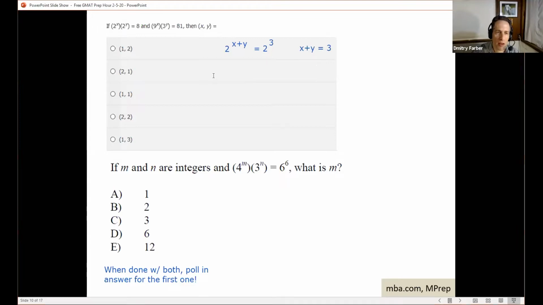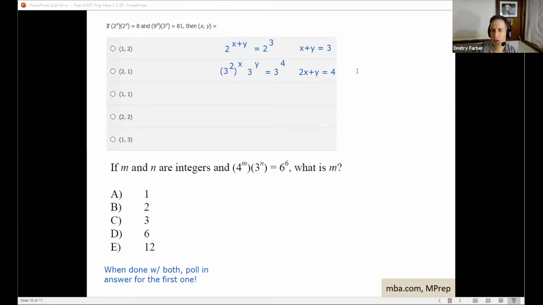Now I could take the other equation, 9 to the x, or you might call it 3 squared to the x, times 3 to the y, equals 3, 9, 27, 81, 3 to the fourth. So I can say, oh, 2x plus y equals 4.